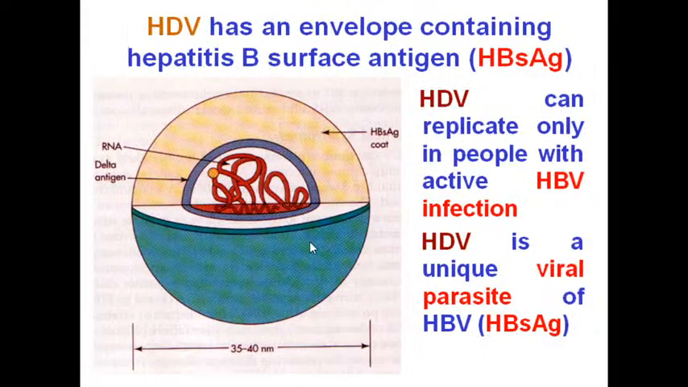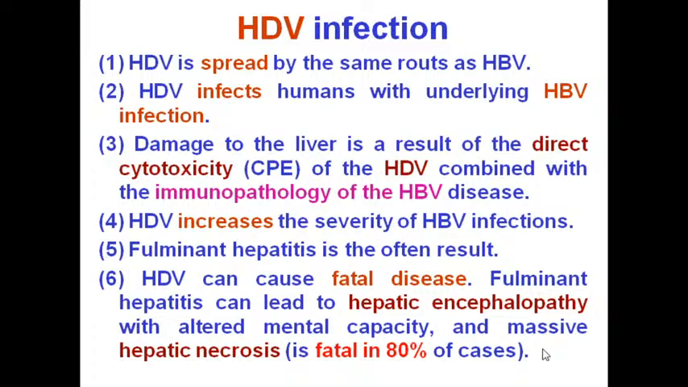Now you see the structure. This is an envelope made up of hepatitis B surface antigen. Apart from this, it has hepatitis D or delta antigen as a core, right? And ribonucleic acid inside. So in fact, this is a virus parasite of another virus, of hepatitis B virus. Usually infection is spread by the same routes as hepatitis B virus infection.